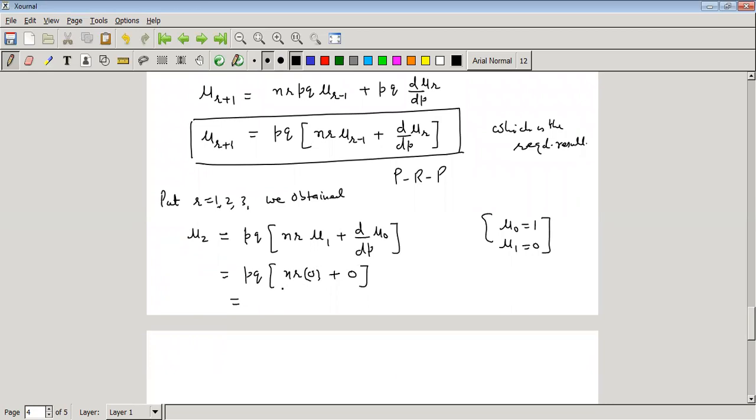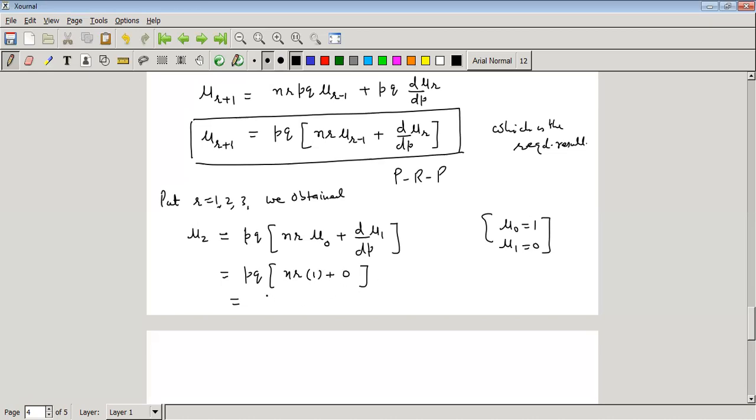Mu 1 is equal to 0. So this is r equal to 1. If we put r equal to 1, this will become mu 0 and this will become mu 1. So mu 0 is equal to 1 and mu 1 is 0, and the derivative of 0 is 0.